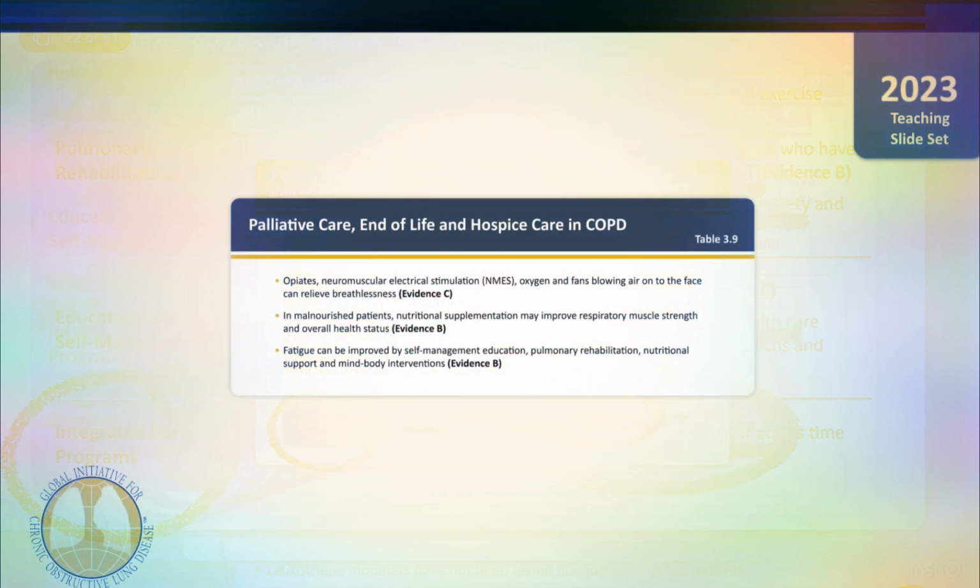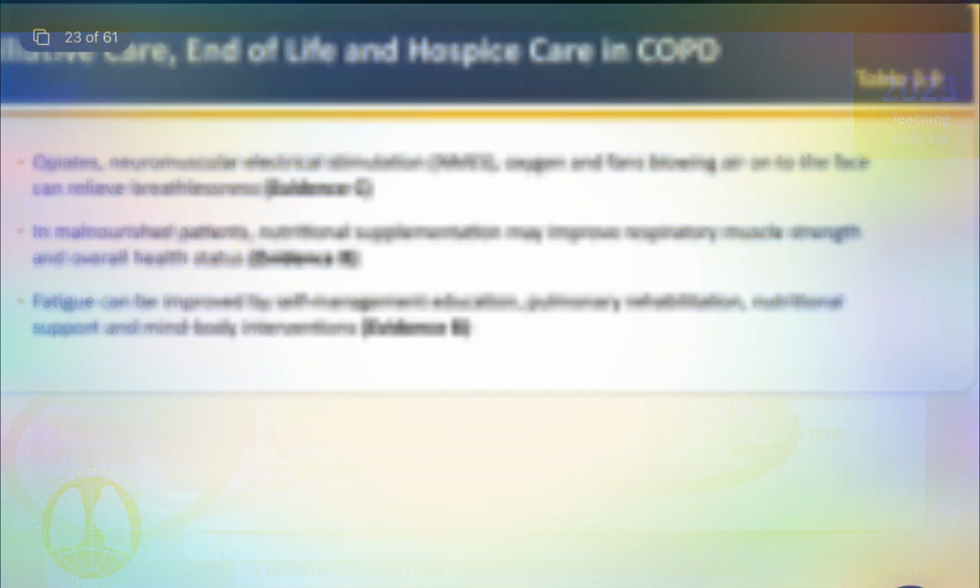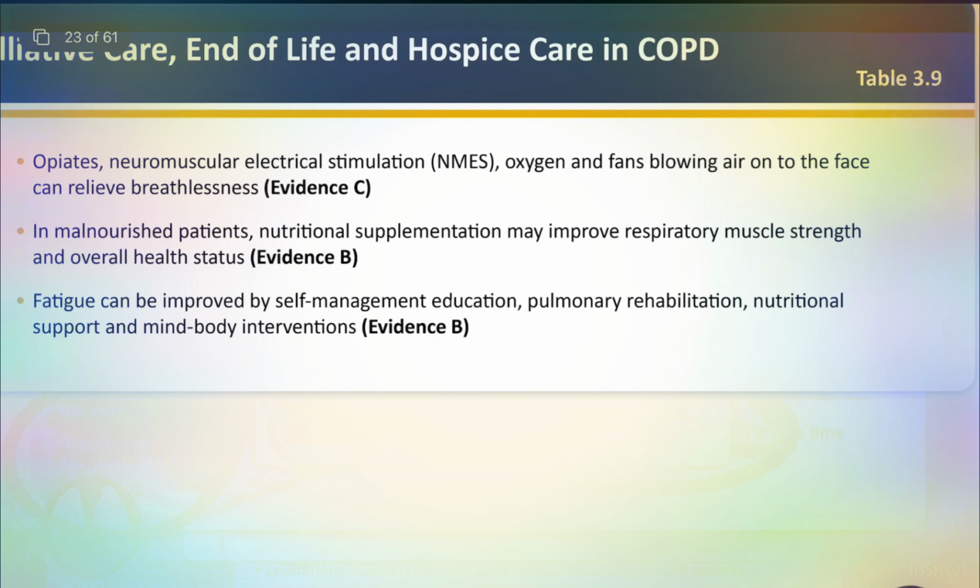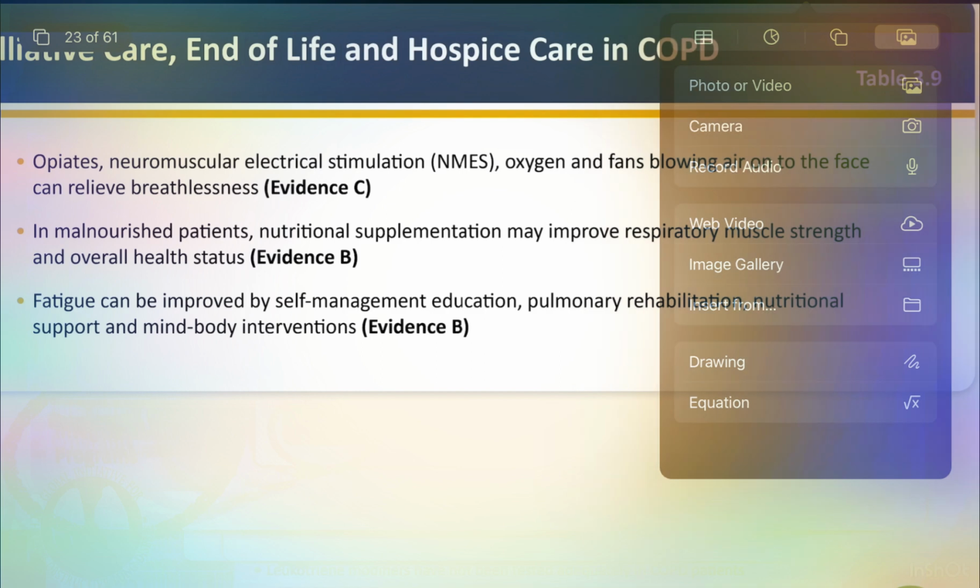Okay. After that, they are talking about palliative care and end-of-life hospital care in COPD. So they are telling that opiates, neuromuscular electric stimulation, oxygen, and fans blowing air on the face can relieve breathlessness. In malnourished patients, nutritional supplementation may improve respiratory muscle strength and overall health status. So we should also give them more nutritional supplements.